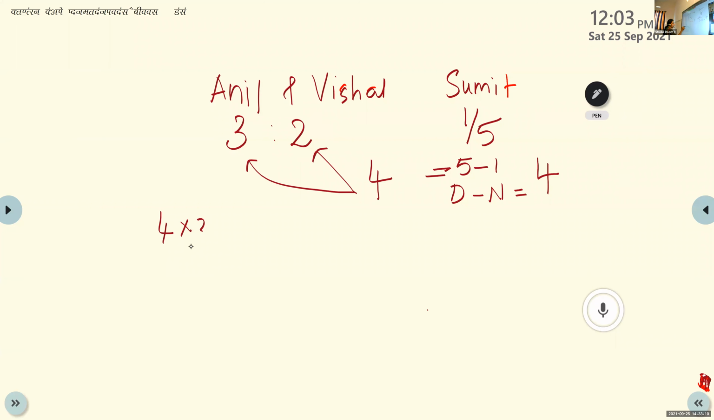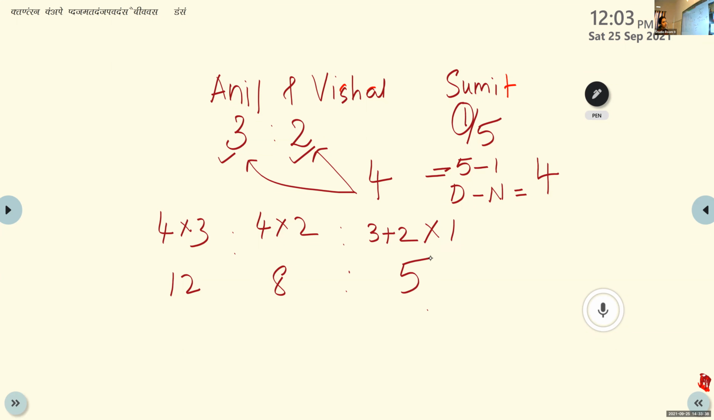4 into 3, 12 is 2. 4 into 2, 8 is 2. Now, the next one is add these 2. 3 plus 2 into numerator 1. That is equal to 5. See, you got the answer, no? 12:8:5.